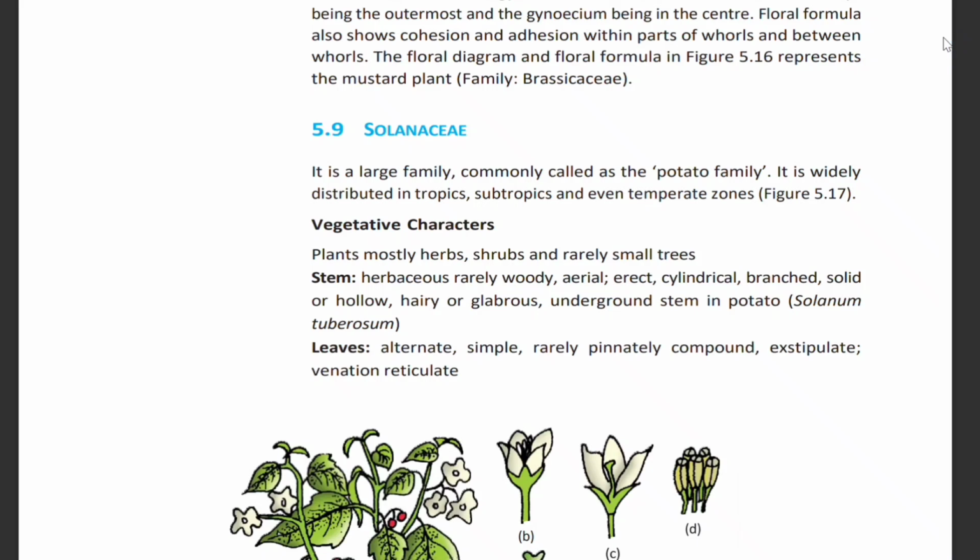It is widely distributed in tropics, subtropics, and even temperate zones. Vegetative characters. Plants mostly herbs, shrubs, and rarely small trees. Stem. Herbaceous, rarely woody, aerial, erect, cylindrical, branched, solid, or hollow. Hairy or glabrous, underground stem in potato, that is Solanum tuberosum. Leaves. Alternate, simple, rarely pinnately compound, exstipulate, venation reticulate.